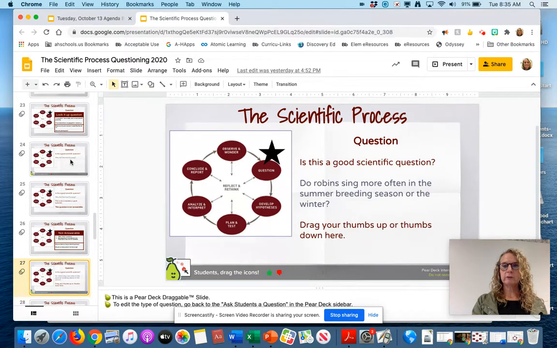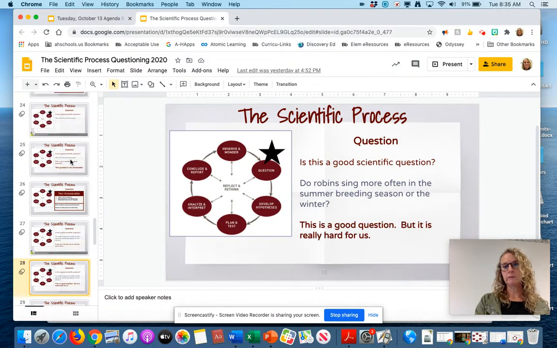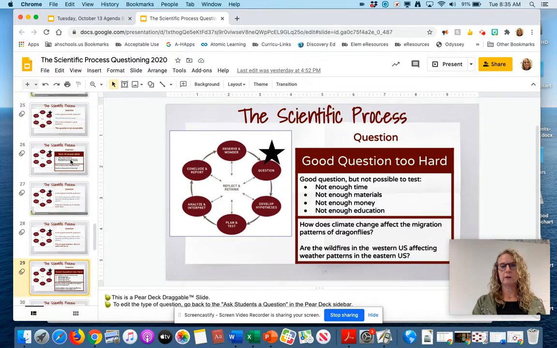The next type, is this a good scientific question? Do robins sing more often in the summer breeding season or the winter? Think about, is there something that you can measure? And is there something that you can change? And is it repeatable? So this is a good question, but it's really hard for us to do. We would need to have this running for years because we'd have to compare data in summer and winter. We would need to be able to probably follow the robins to where they go. So these are too hard for us. So a good question, but it's too hard. It's not possible for us to test.